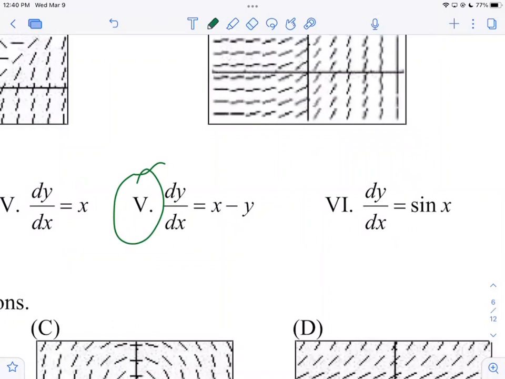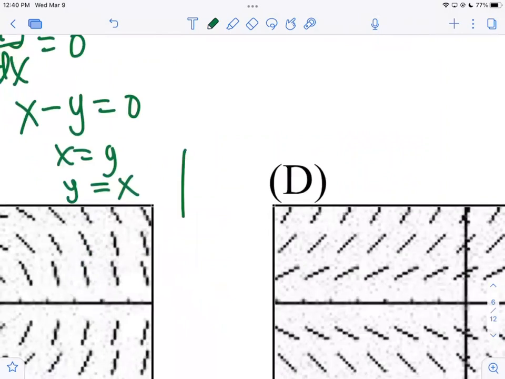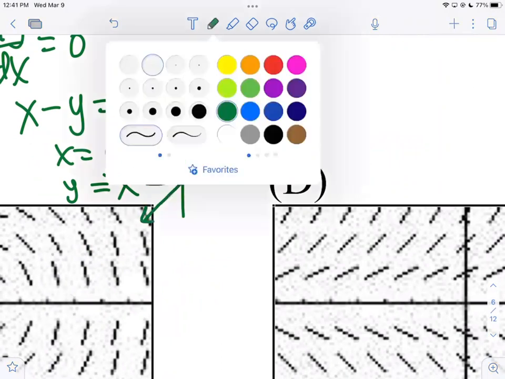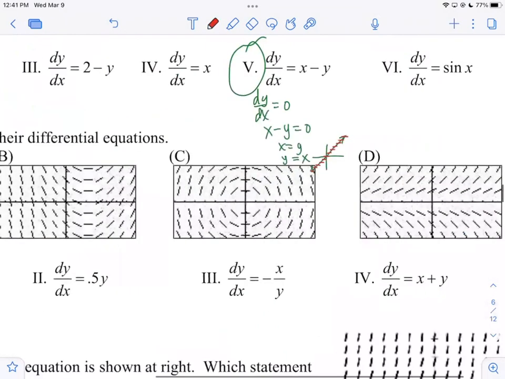You're like, okay, when does it equal zero? That's kind of always an important one. When does it equal zero? It equals zero when x minus y equals zero, right? Which is when x equals y. But if I flip that around, that's when y equals x. If I were to graph y equals x, what would that look like? Yeah, it's your 45 degree line. So what does that mean in terms of slopes? That means all up and down that line, every time x and y are equal to each other, the slope is going to be zero, right? So I'm going to look for the graph that has flat steps going up along the line y equals x.